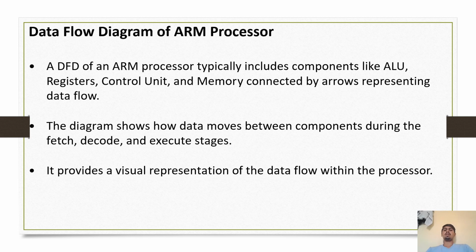This is the data flow diagram of the ARM processor. The data flow diagram of the ARM processor typically includes components like the arithmetic logic unit, registers, control unit, and memory, connected by arrows representing the data flow. The diagram shows how data moves between components during the fetch, decode, and execute stages. It provides a visual representation of data flow within the processor.